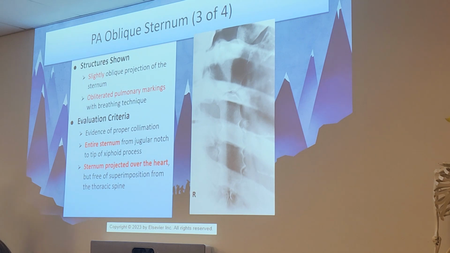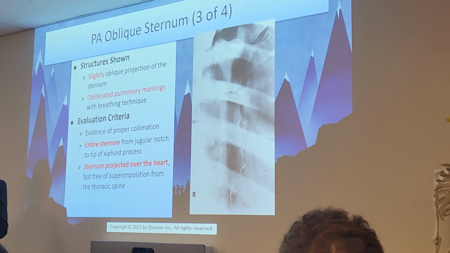Of course, evidence of proper collimation. Do not leave that collimation open in a 10x12. This is such a finicky bone. Tight collimation is gonna give you a better image across the board on this. We want to also see the entire sternum from the jugular notch to the tip of the xiphoid, which is why I have the patients do this, to make sure you get the top to the bottom. If you eyeball it, you risk cutting the top and the bottom off.